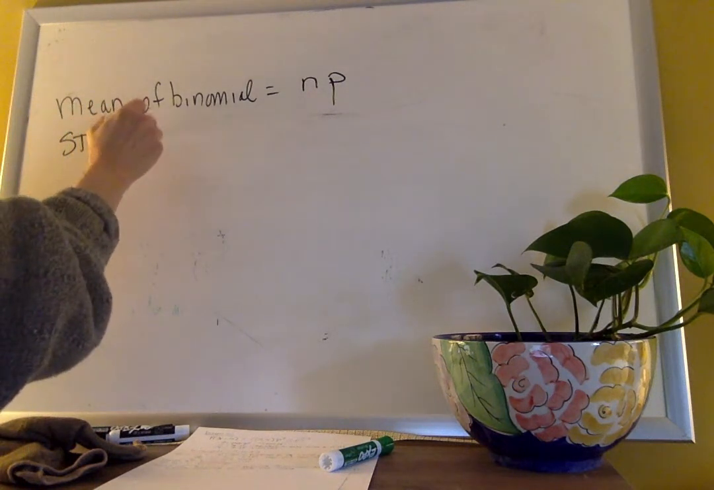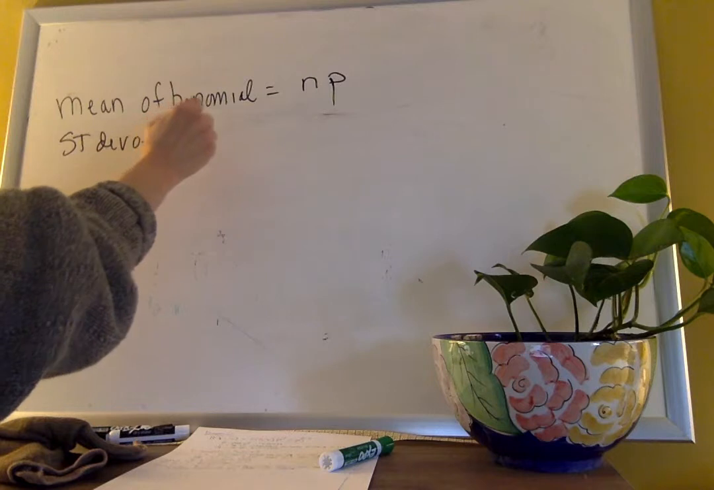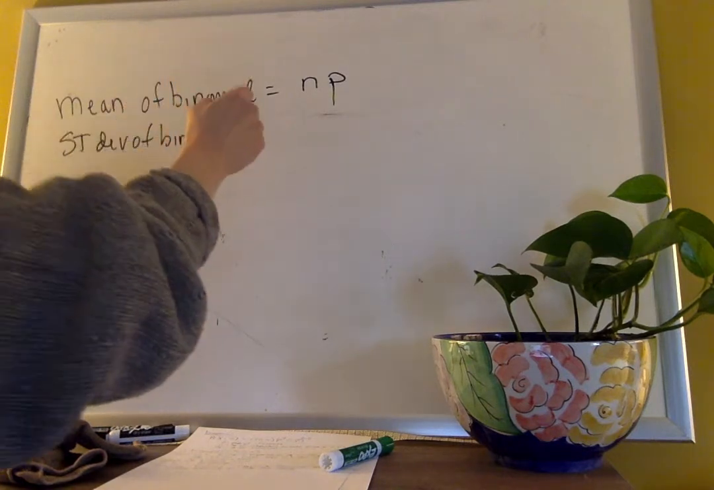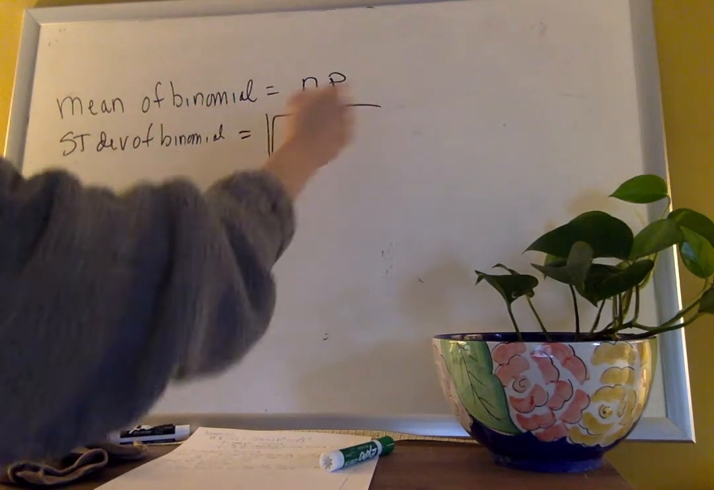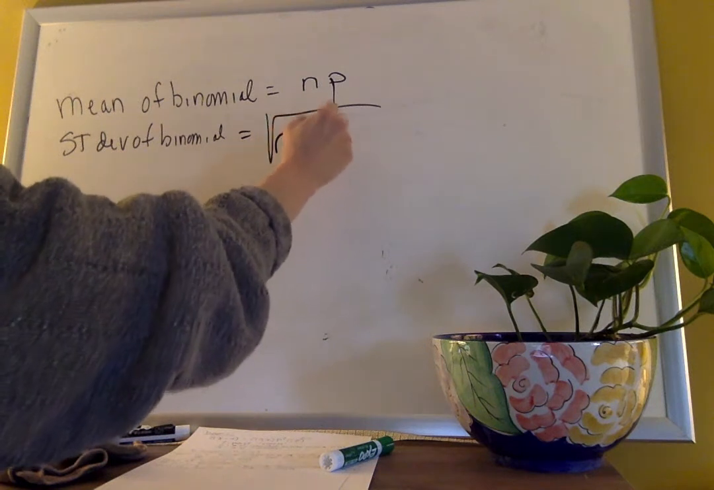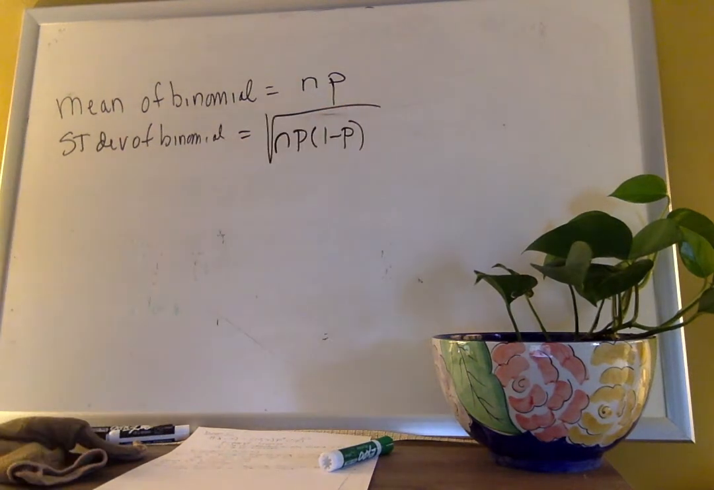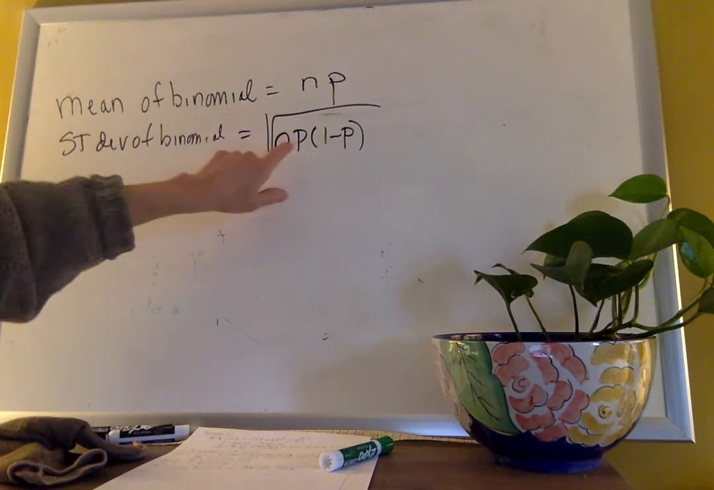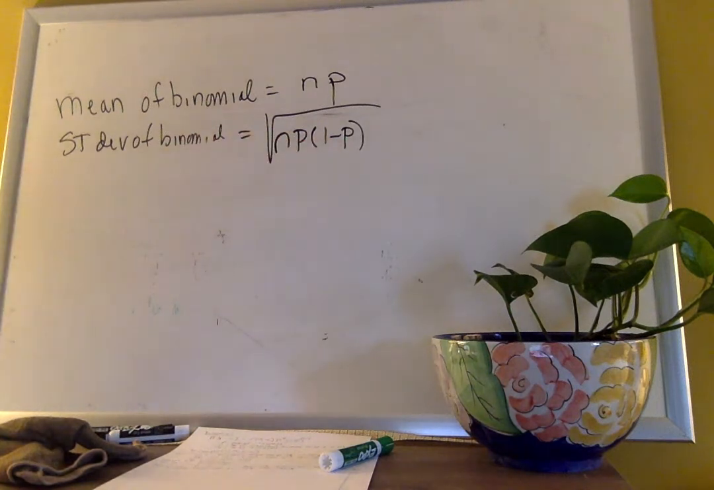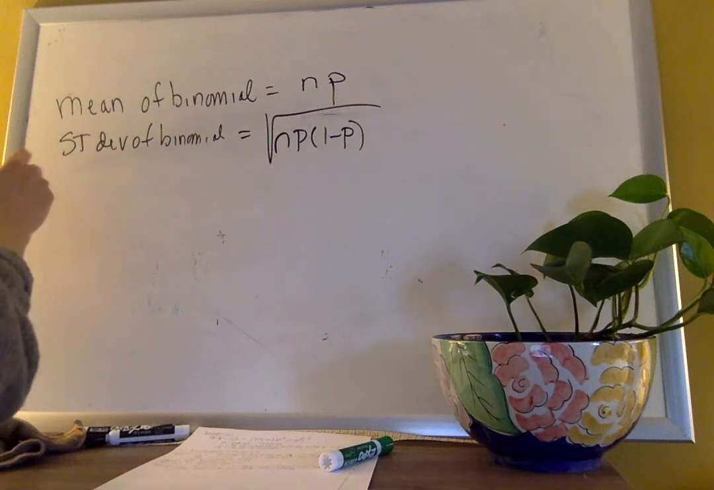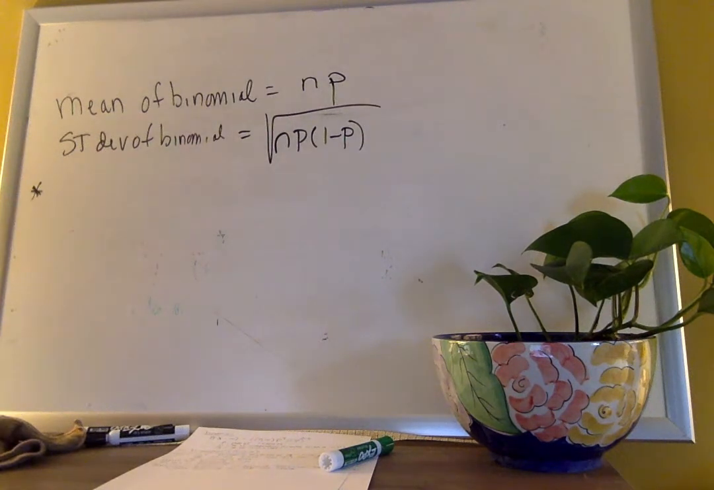Standard deviation of the binomial. There's not an easy way for me to get you to understand that formula, so I'm just going to give it to you. The entire thing is under the square root: n times p times 1 minus p. And just a random comment that you're going to see as we do the next word problem.